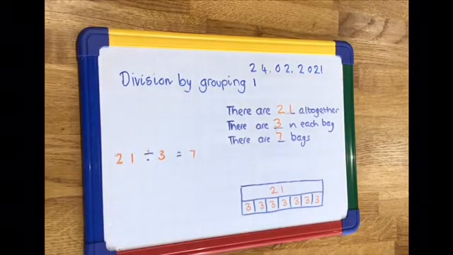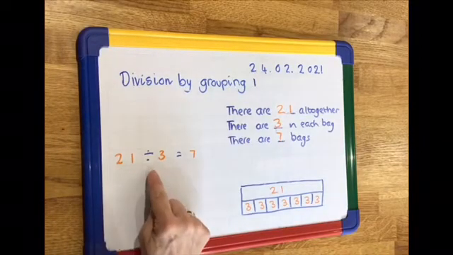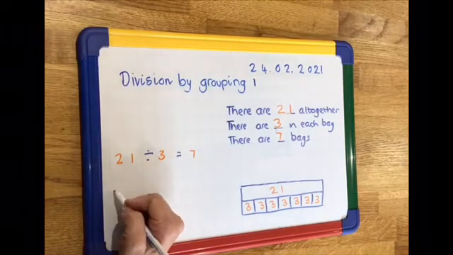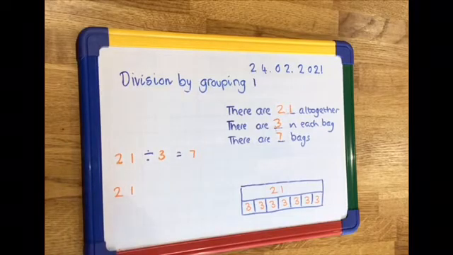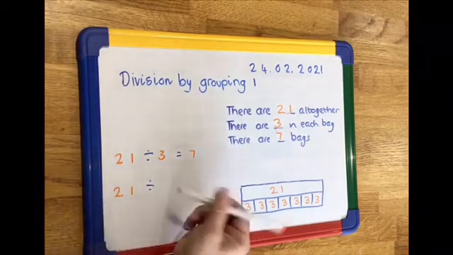Now children, I could also work out another division sentence from this. If I know that 21 divided by 3 is 7, I also know that 21 divided by 7 will be 3.